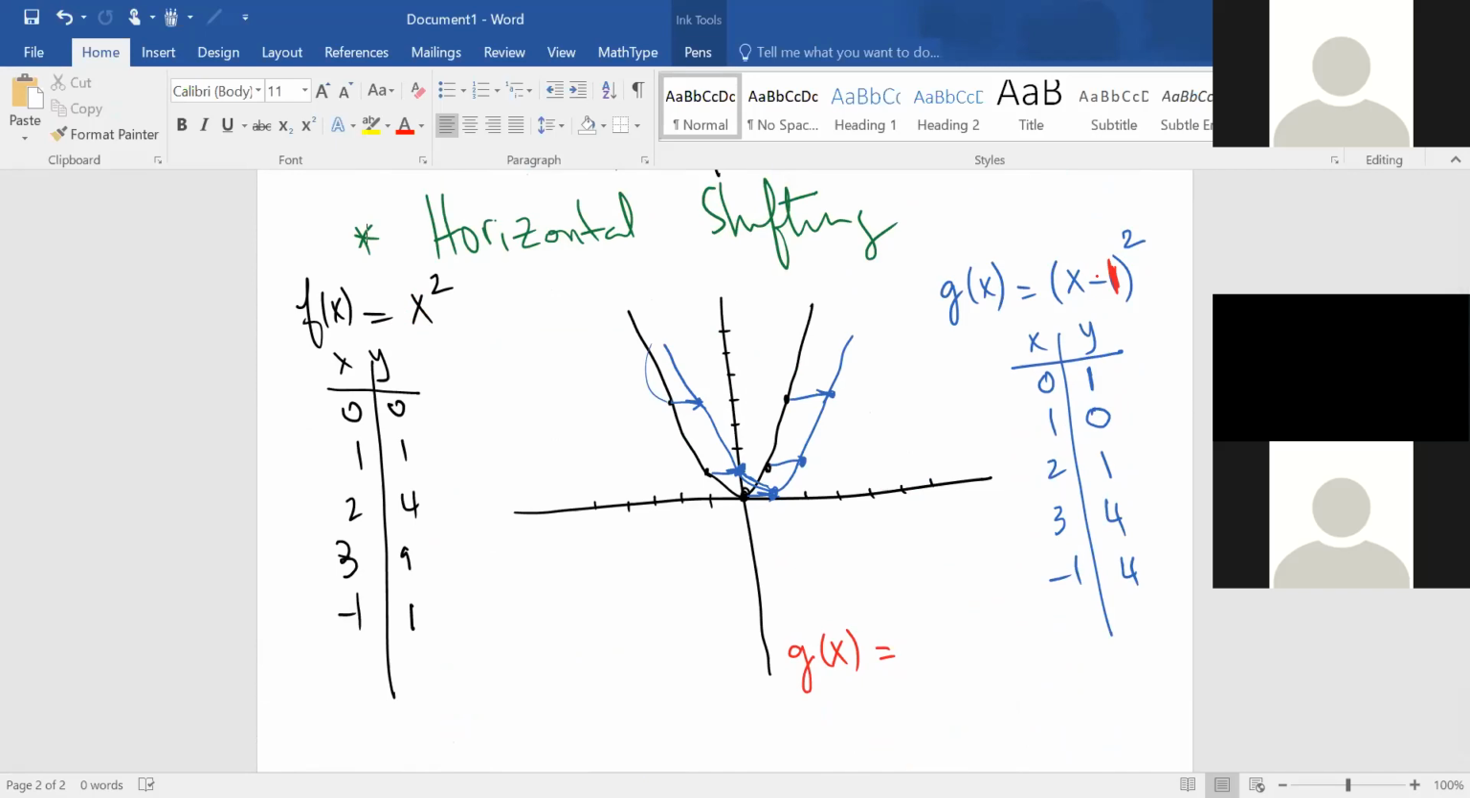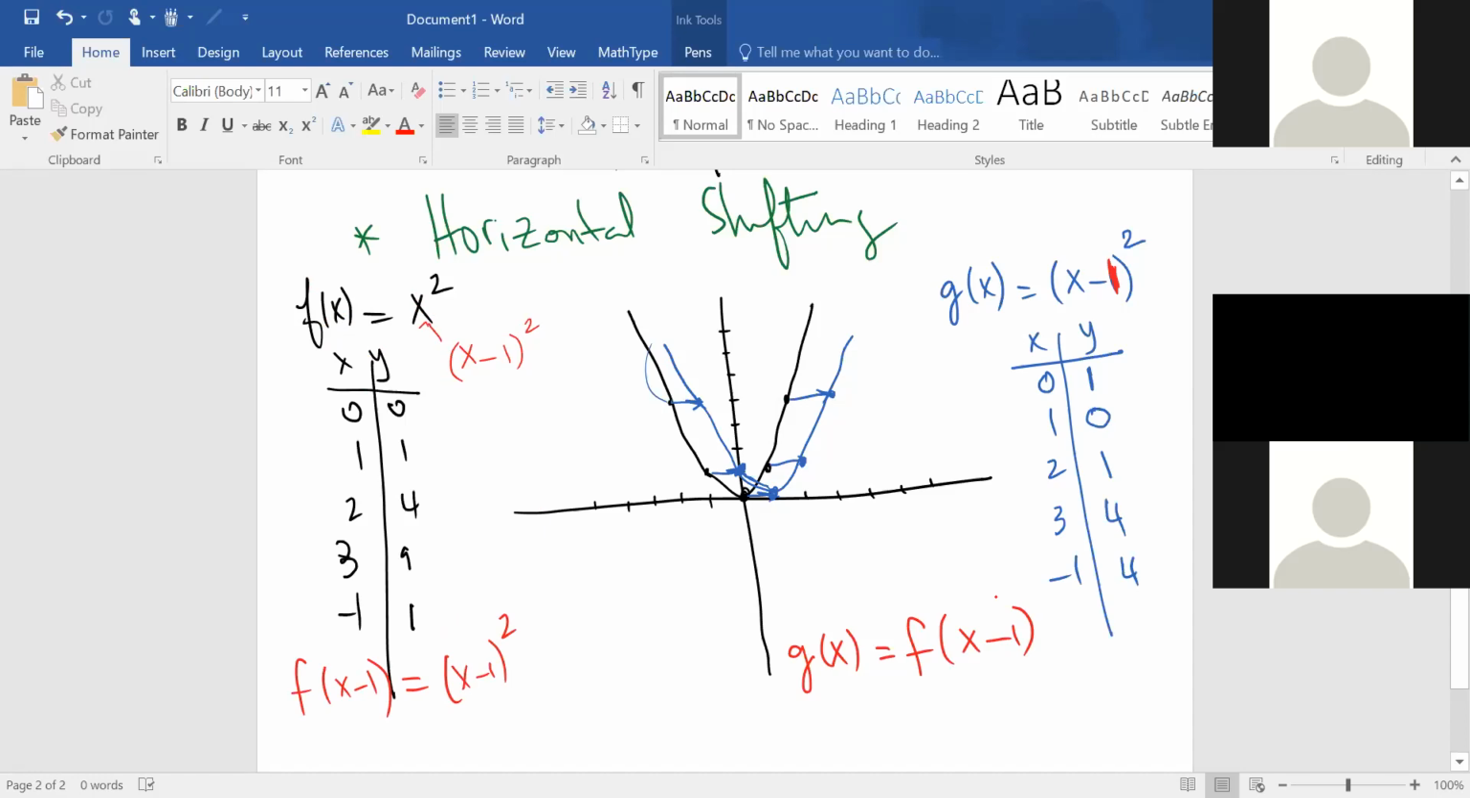If I replace x with x minus 1, this x right here, what do I get? I get x minus 1 squared, right? Do you agree? So if I ask you how much is f of x minus 1, what's everybody going to tell me? You have to remove x and put x minus 1. It's going to be x minus 1 all squared, right? Which is exactly g of x. So g of x is f of x minus 1, right?